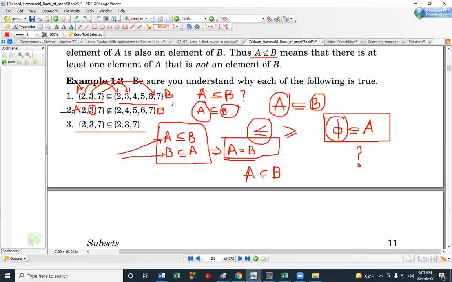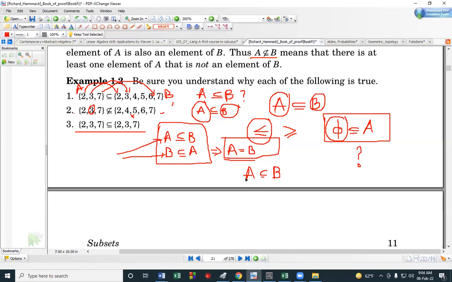Just look at this example 2. You said A is not a subset of the set B. Why not? Because there is at least one element which is not here. That means there exists some element in the set A which is not an element of B. Do you all get it? Do you all follow me? Sir, I am a bit confused still.